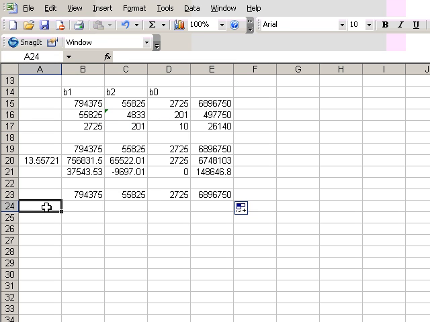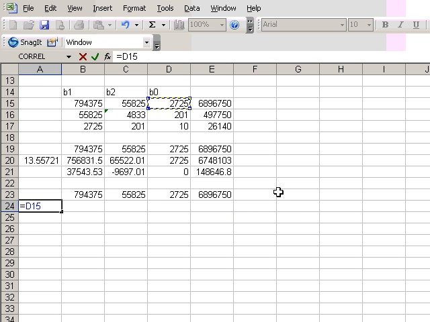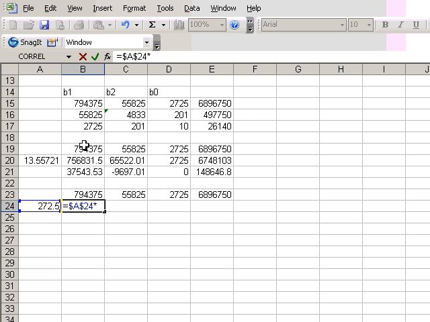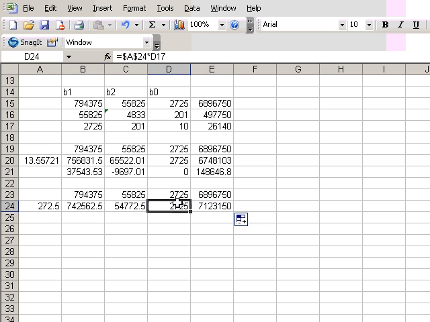To do that, I will say that this is equal to 2725 divided by 10, or 272.5, and now I will multiply 272.5 times each of these values. So the first one will be equal to A24 and F4 times 2725, and I'll drag this across. And again I have a 2725 as the value by which the coefficient B0 is multiplied.